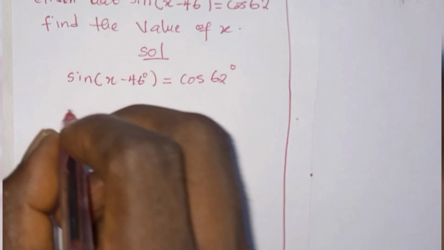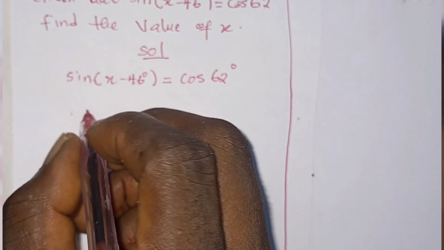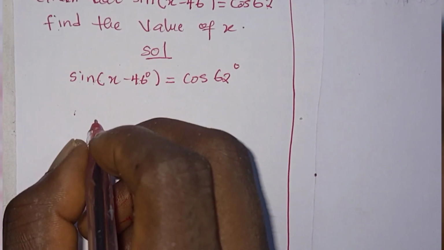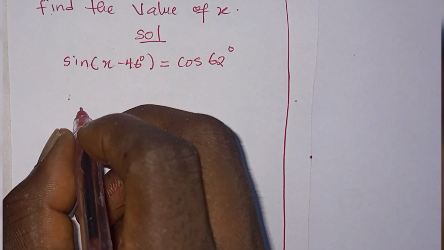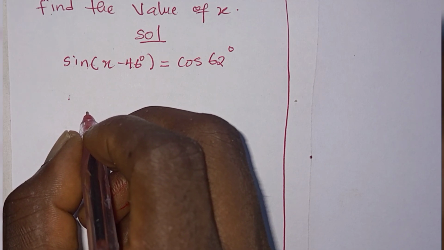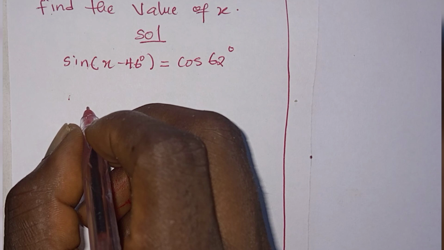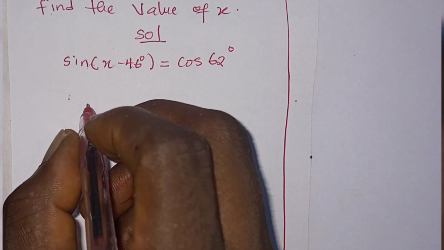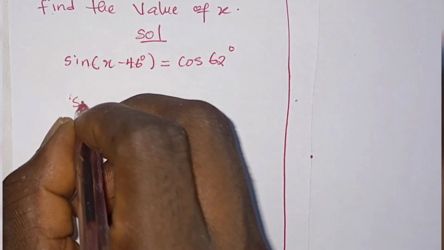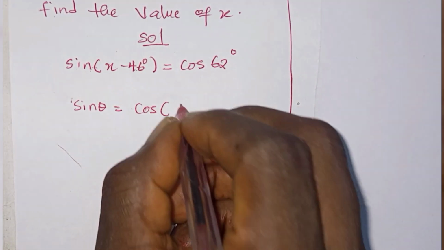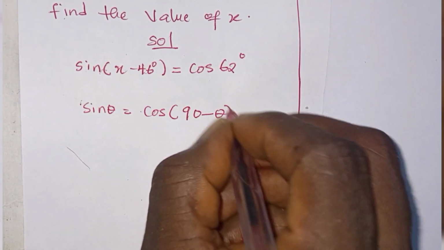Now, looking at this, we can use two methods. The two methods are of different patterns, but you actually get the same answer. We can use the formula for complementary angles because sine and cos are complementary angles. The formula says sine theta equals cos (90 minus theta).